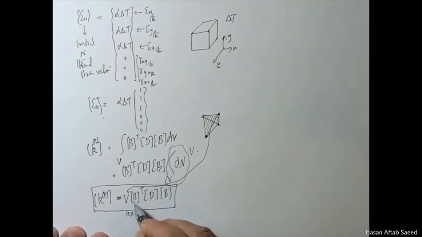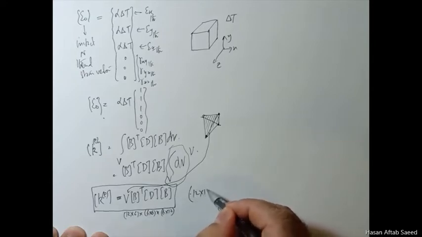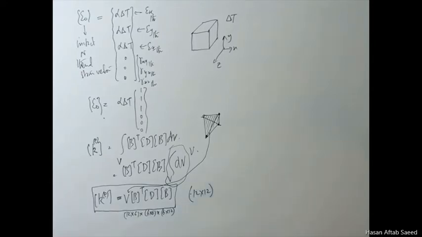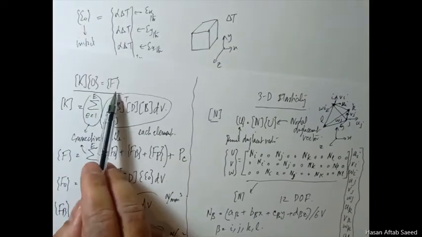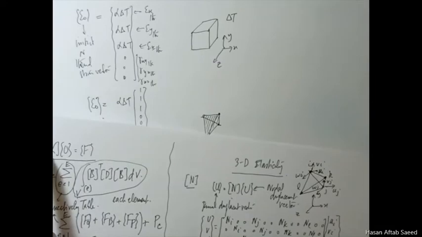Now this B transpose, if you see the dimensions of it, it is 12 into 6. Now this D is 6 into 6, and this B is obviously 6 into 12. So the size of this turns out to be 12 into 12, which makes sense obviously, because you know that for each element there are 12 degrees of freedom. So even if you see this at an elemental level, Ku is equal to F, this has 12, so this must be 12 into 12, and F should also be 12 into 1. So 12 into 1, 12 into 1, and this is 12 into 12.